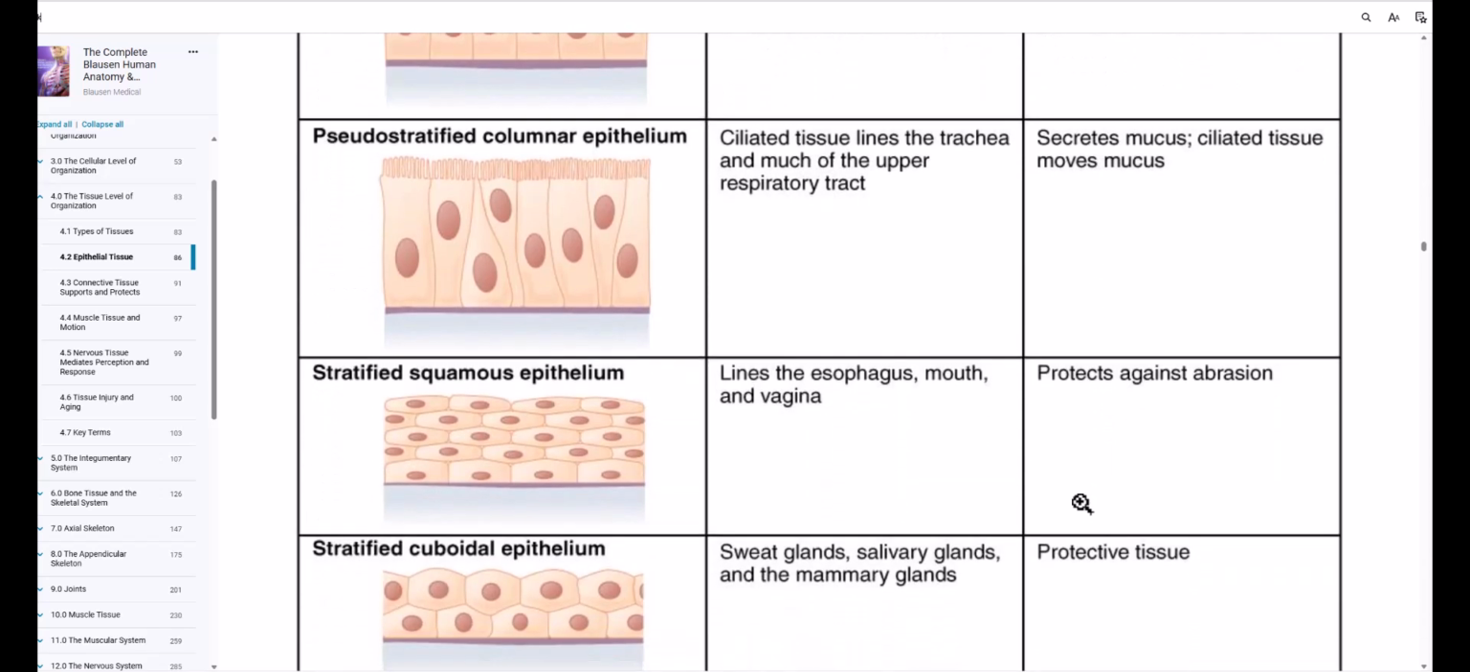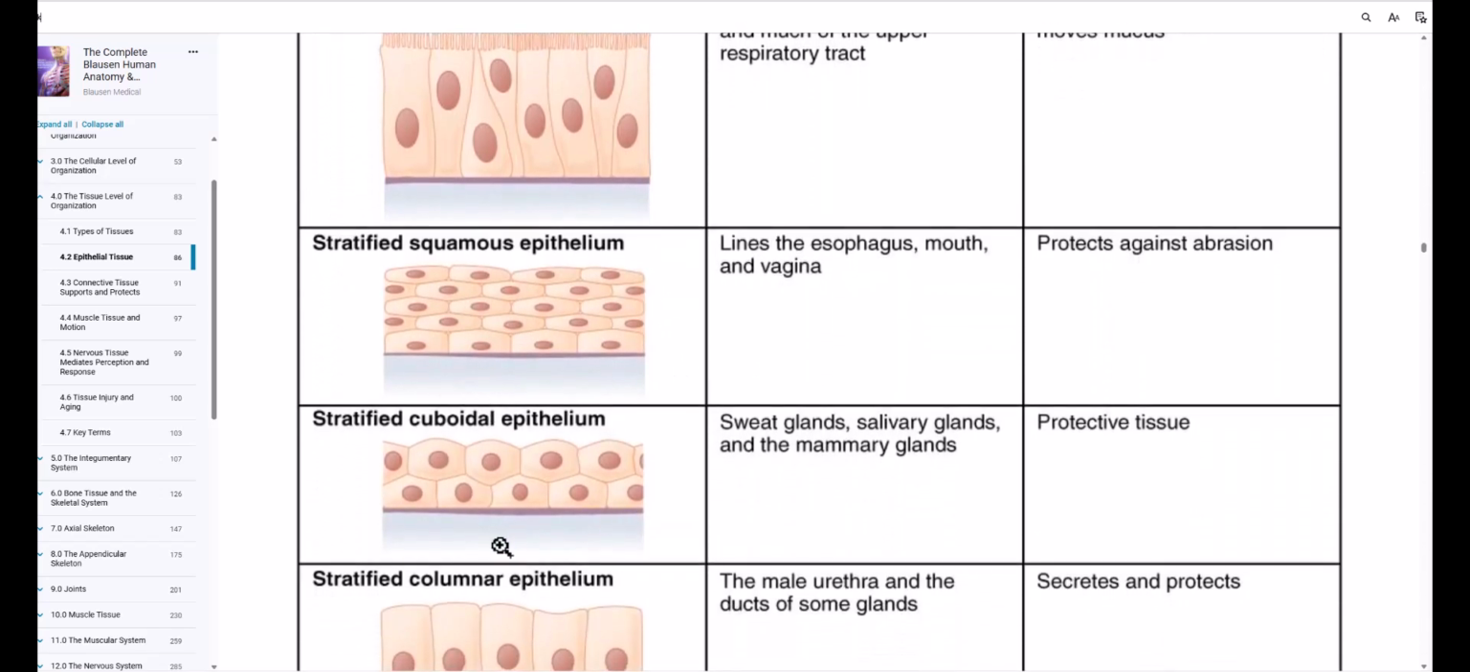Now, when we get down to the stratified epithelium, you no longer see anything about absorption. You now see protecting. So stratified squamous epithelium is all about protecting against abrasion. When you scratch the surface of your skin, you don't bleed because you have multiple layers of cells. Some of those layers are sloughing off, but you have many more layers down below that protect you.